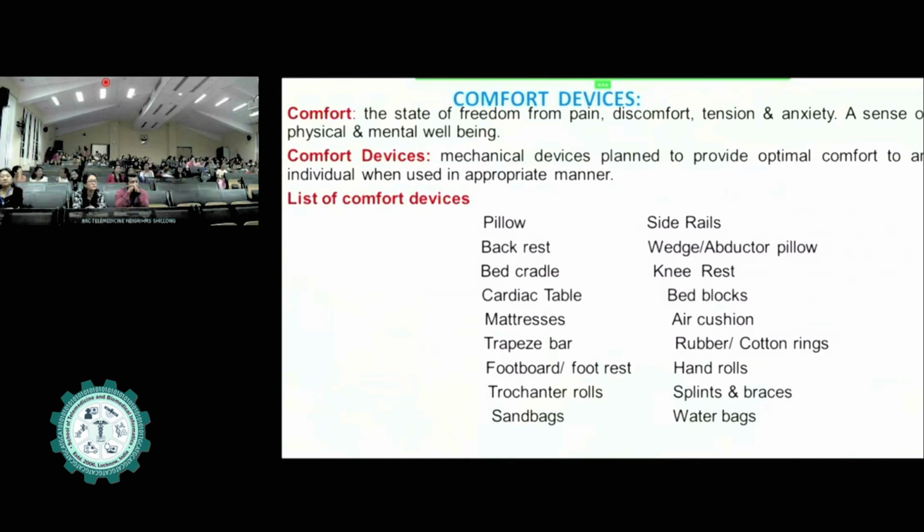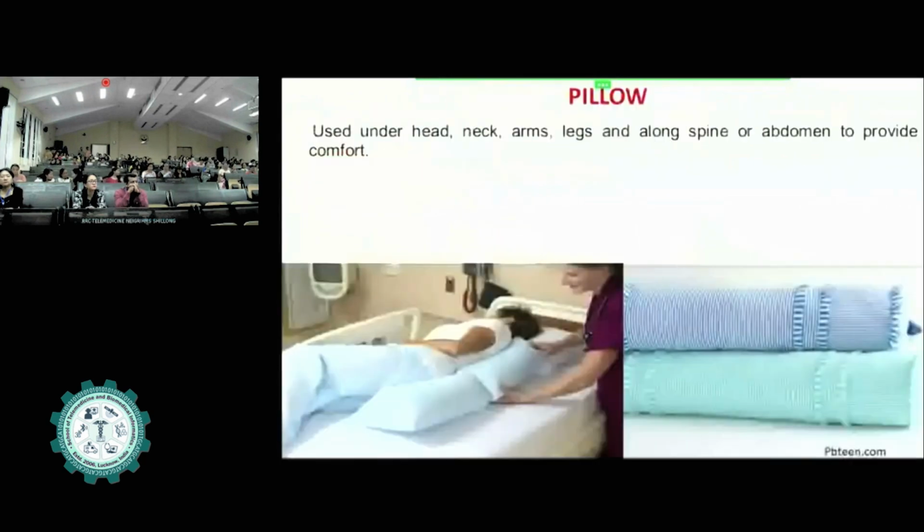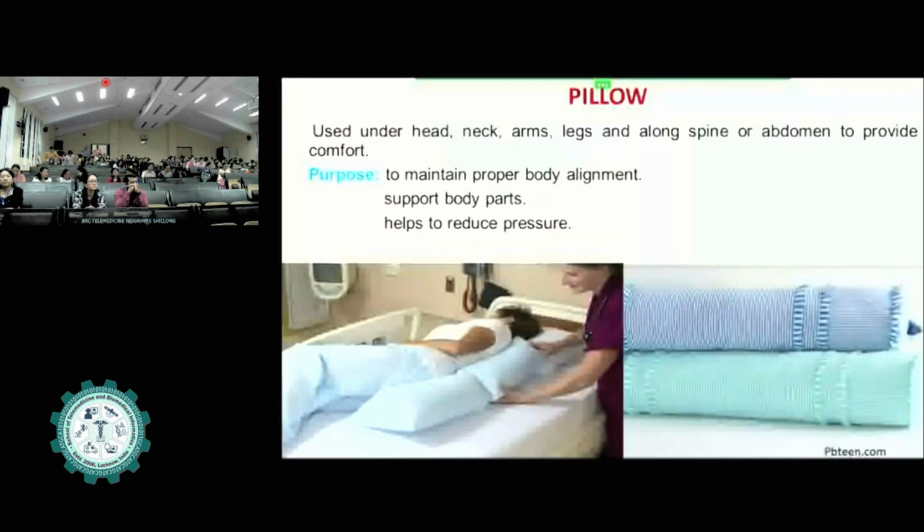which are used in palliative care. First is pillow. Pillow, we all know, it is used on the head, neck, arm, legs, and along spine or abdomen to provide comfort. And the purpose is to maintain proper body alignment, to support body parts, and it helps also to reduce pressure. So pillow can be soft pillow or heavy pillow. The heavy pillow, which is on the right side of your screen, they are known as bolsters.